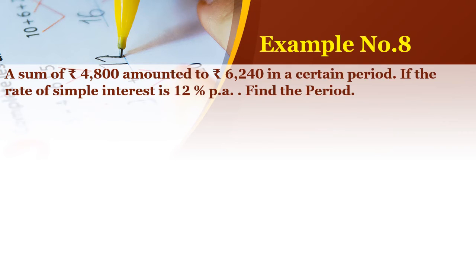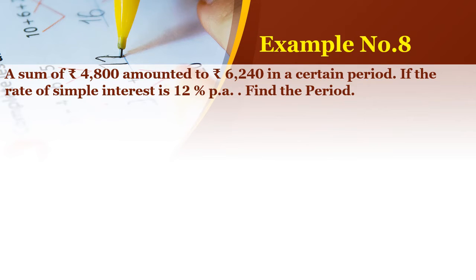Dear students, we solve here example number 8. Example number 8 is a sum of rupees 4800 amounted to rupees 6240 in a certain period. If the rate of simple interest is 12% per annum, find the period. So what we have given here, the principal amount, the amount value, and the rate of interest are also given in the problem. So we have to find here the period, means we have to find the n.